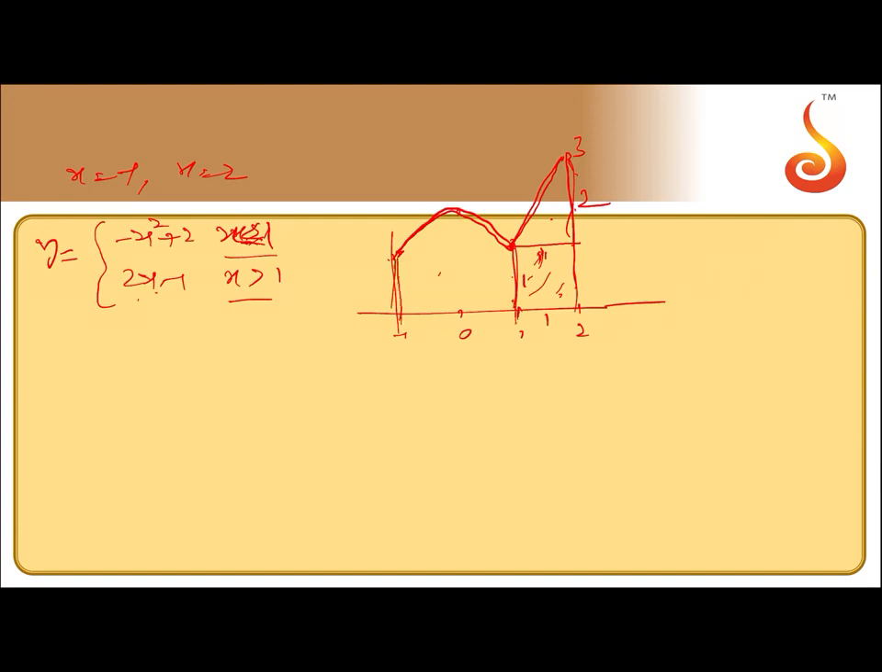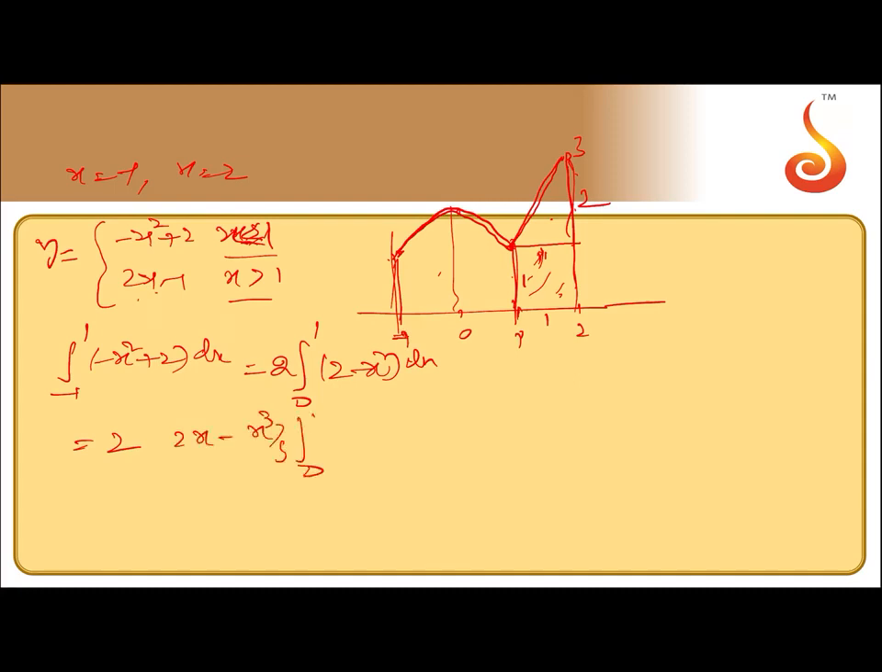Now let me calculate minus 1 to plus 1, and by the symmetry of this one, minus x square plus 2. Integral minus 1 to 1 of minus x square plus 2 dx. But here f of minus x is same as f of x, so it is twice the integral 0 to 1 of 2 minus x square dx. And that is equal to 2 times 2x minus x cube by 3, limits from 0 to 1. When you substitute 1, we get 2 minus 1 by 3, which is 5 by 3. 5 twos are 10 by 3. So this area is nothing but 10 by 3.